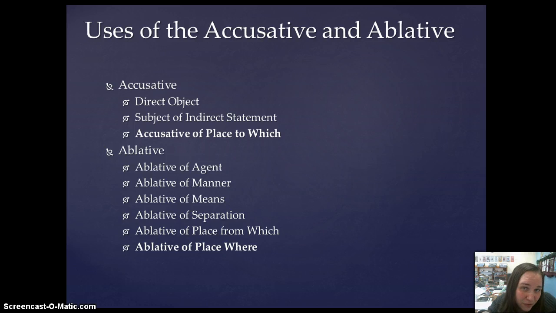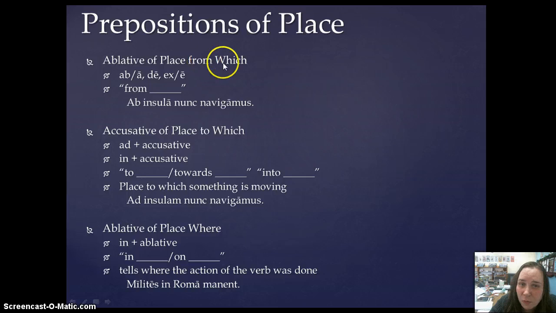In the last video for chapter 8, you learned 4 new ablative uses, in addition to the ablative of agent, which you already know. And with this video, you're going to learn a 6th use of the ablative. That's the ablative of place where, okay? Now, taken together, the ablative of place where, the ablative of place from which, and the accusative of place to which are called prepositions of place, okay? Because they're telling you either where something is located, from where it is coming, or to where it is going, okay?